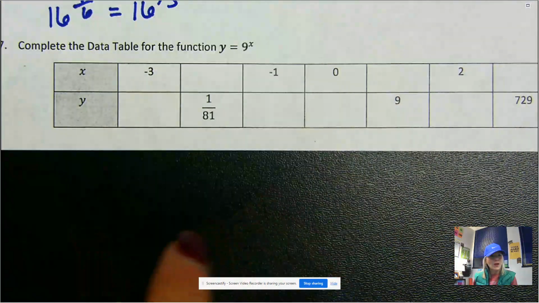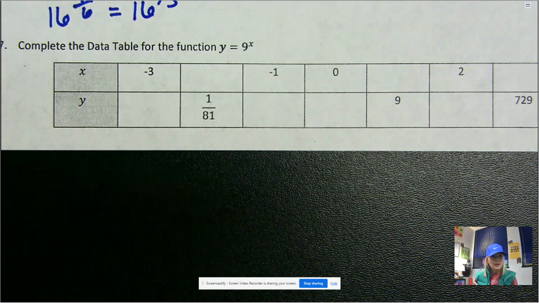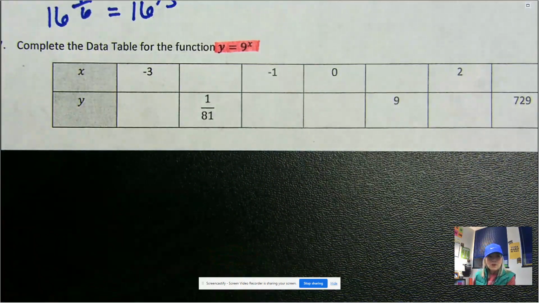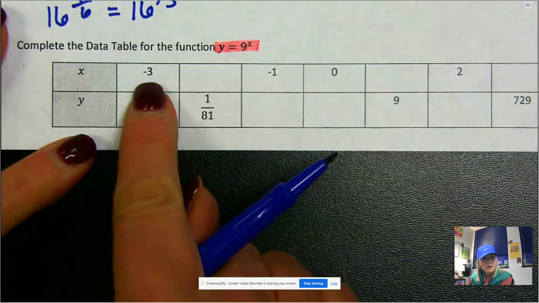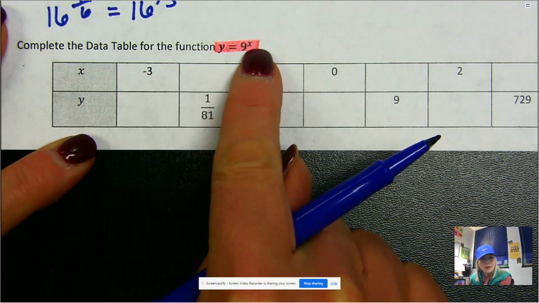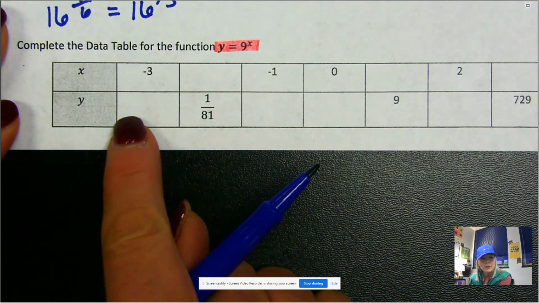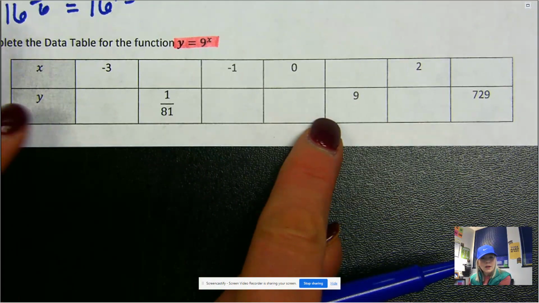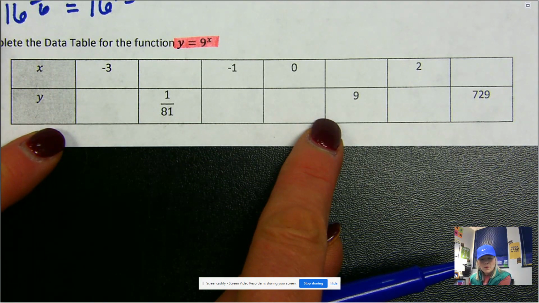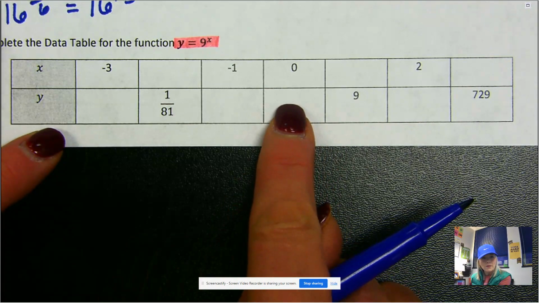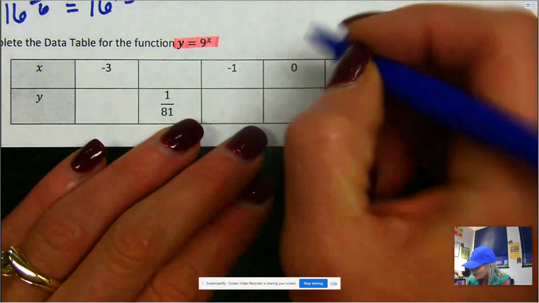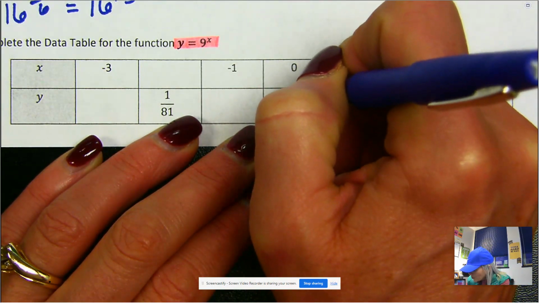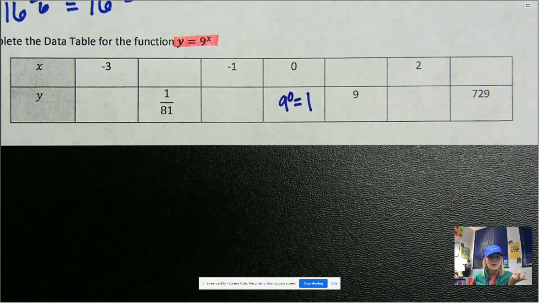Next, okay, so we've got this data table. The function is y equals 9 to the x. So this number in the top is the x value. It's the exponent. And then the y value is 9 to that power. Okay? So let's see here. I think I'm going to start at 0 because I know 9 to the 0 is equal to 1 because anything to the 0 power is equal to 1.